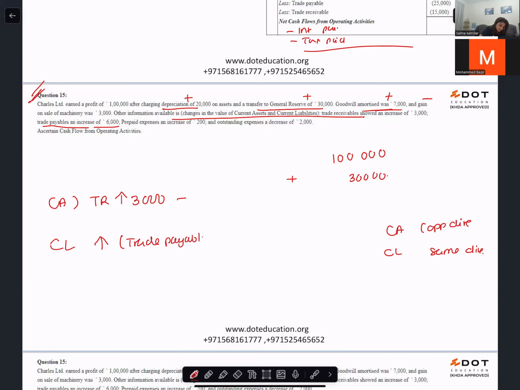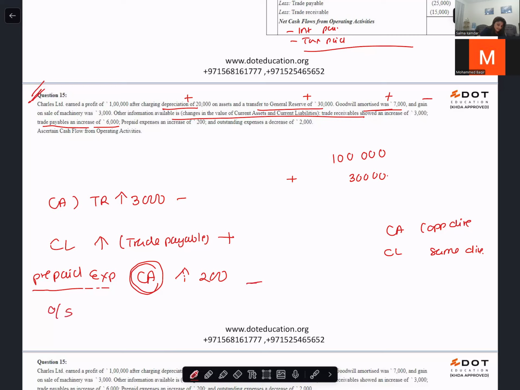Current liability when it's increasing is added. Okay. Prepaid expenses, what is it? Current asset or current liability? Current asset. Please note the current assets and current liabilities. Current asset is increasing 200. Add or subtract? We will subtract.